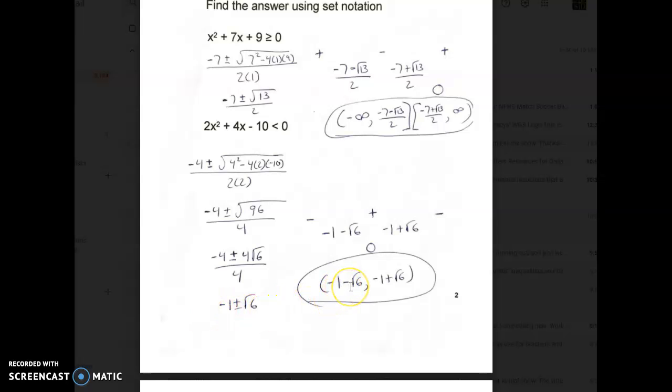-1 minus a 2 point something is a negative number. -1 plus a 2 point something is a positive number, so my 0 goes in the middle. 0 in for x, so 2 times 0 squared plus 4 times 0 minus 10 gives me a -10. -10 is less than 0. It's a true statement, so it's true in between the numbers. So negatives out here. Since it's just a less than, we have parentheses. Parenthesis -1 minus root 6, comma -1 plus root 6.